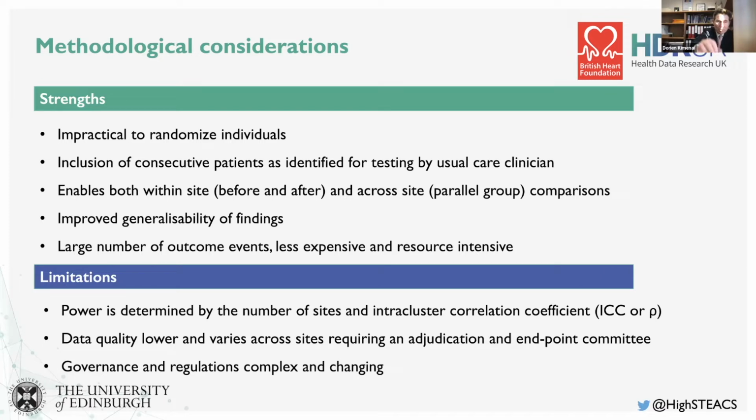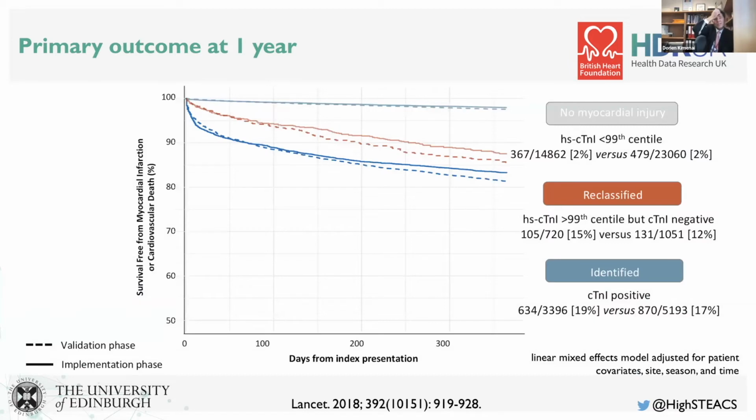I'm not going to go through the primary outcome 1 year data in any detail, other than just to say that in those reclassified, we did not demonstrate a significant improvement in outcomes. The event rate was 15% in the validation phase and 12% following implementation. And in our primary analysis, that was not statistically significant.